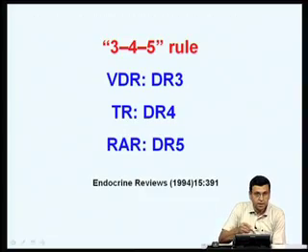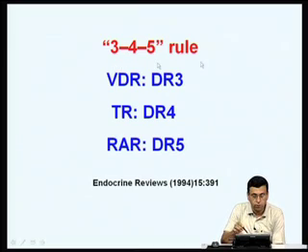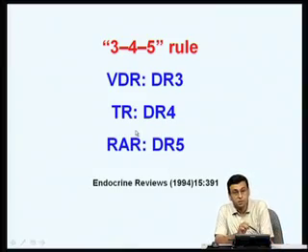So, following the publishing of this paper, this entire observation became known as the 3-4-5 rule, where a DR3 is a vitamin D receptor binding site, DR4 is a thyroid hormone receptor binding site, and DR5 is a retinoic acid receptor binding site.